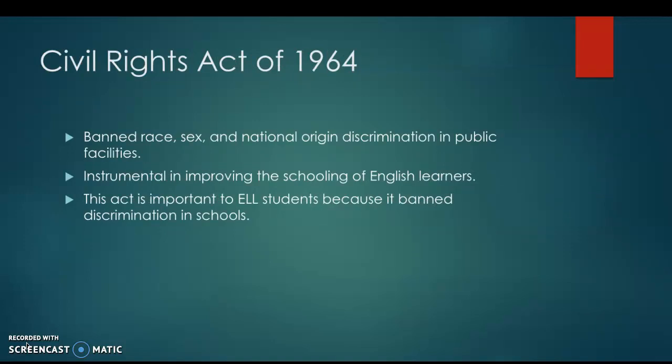The Civil Rights Act of 1964 banned race, sex, and national origin discrimination in public facilities. Instrumental in improving the schooling of English learners. This act is important to ELL students because it banned discrimination in schools.